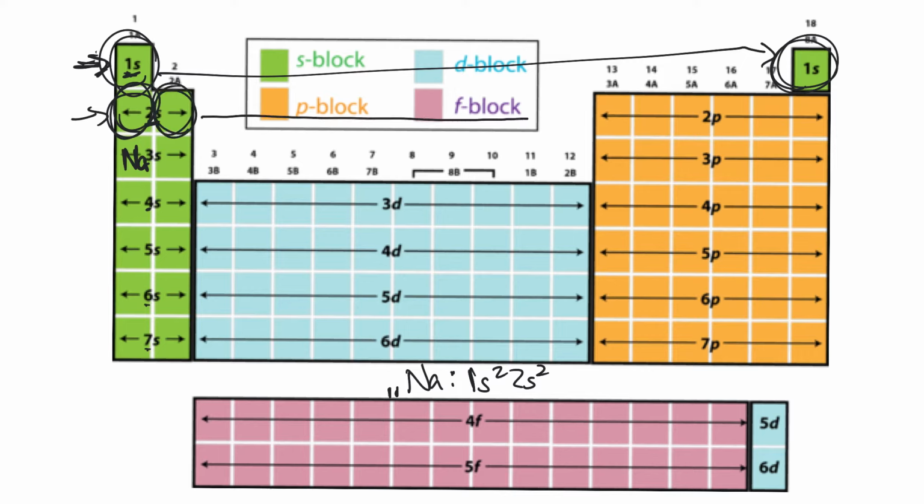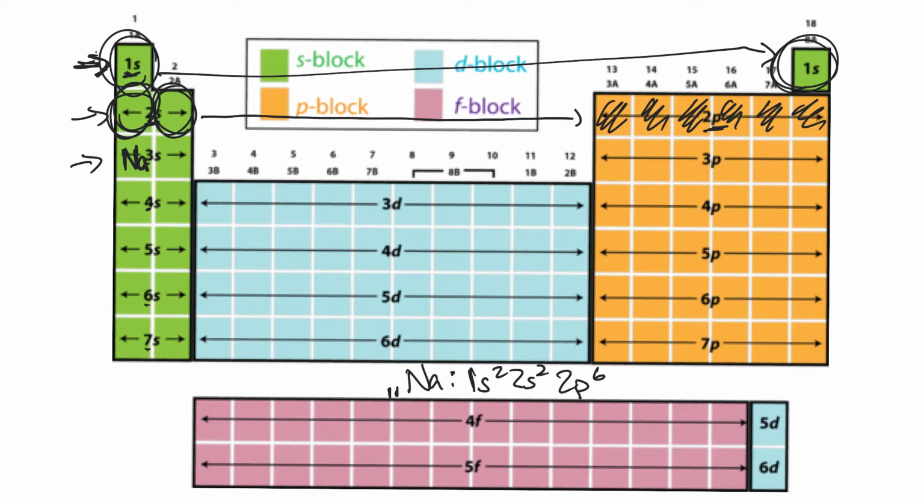And then I'll move all the way to the right, then I'll get to 2p. How many 2p's do I have? I have 1, 2, 3, 4, 5, 6. Remember how I said the p subshell can only have 6 electrons. There's your 6. All right, so I'm done with that row.